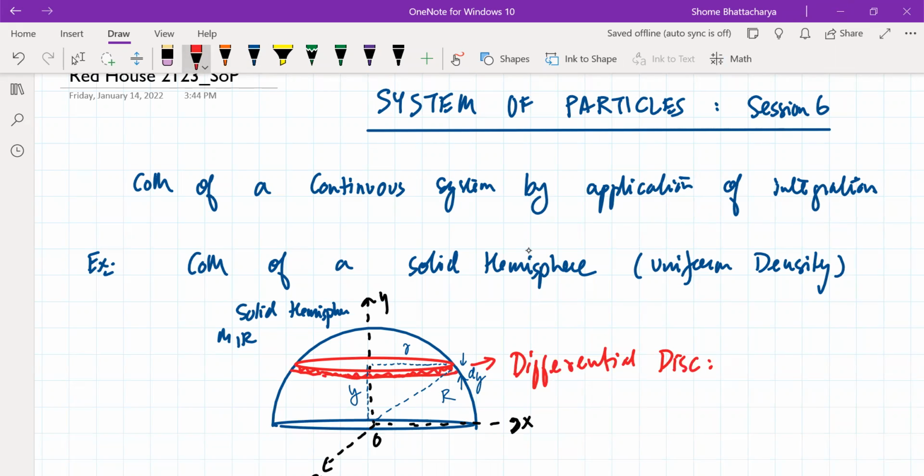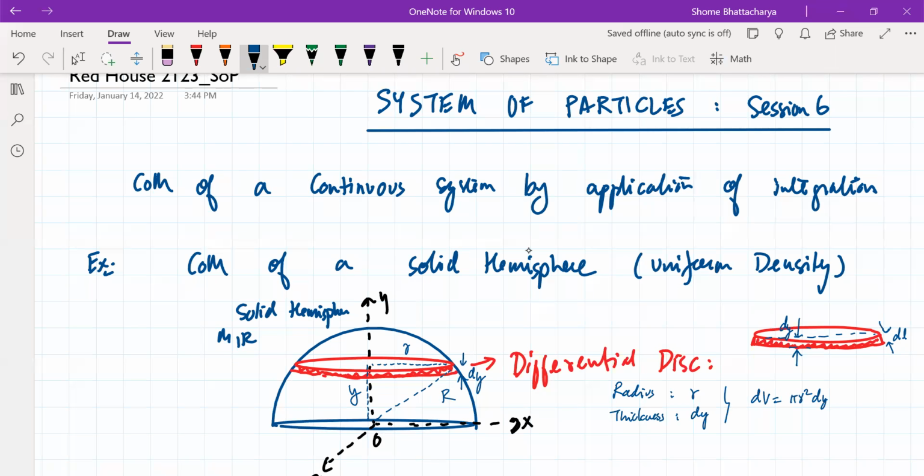This is where there's a difference between a solid disk like we are seeing over here, and a ring which we had seen in the case of the area on the surface. So we are not concerned with this thickness. We are concerned with this vertical thickness of the disk, which is dy. We will take the differential disk of radius small r and thickness dy. So it has a volume of pi r square dy.